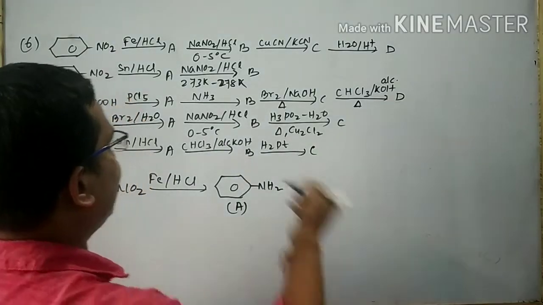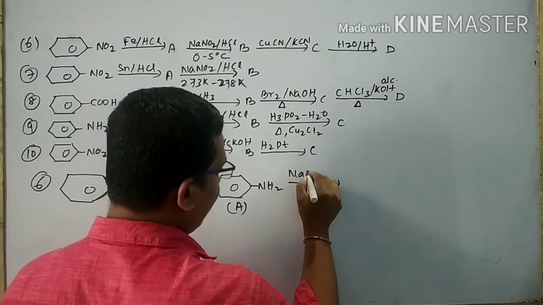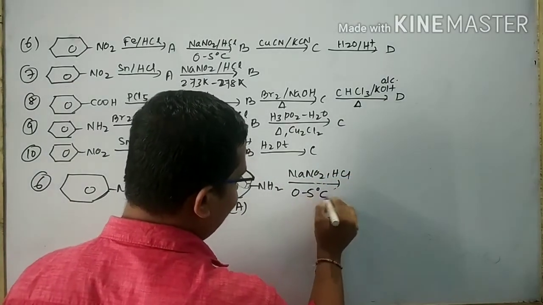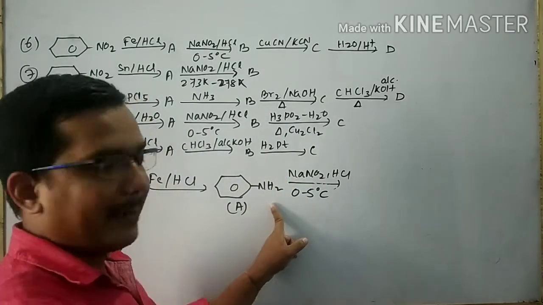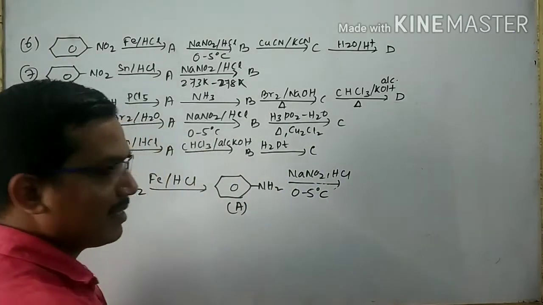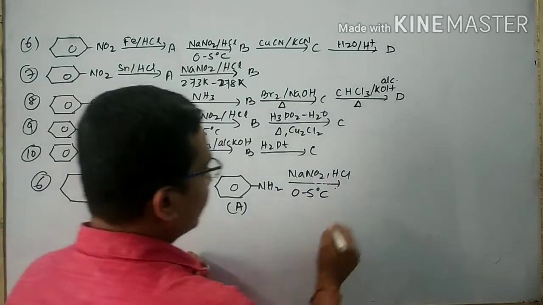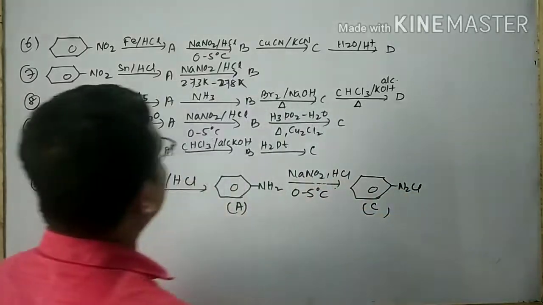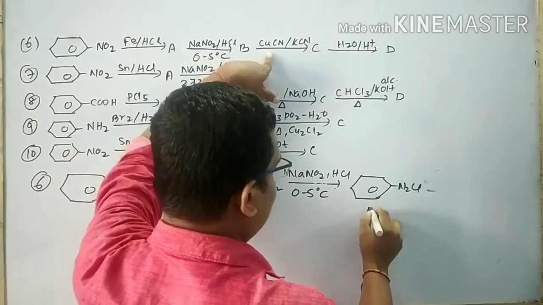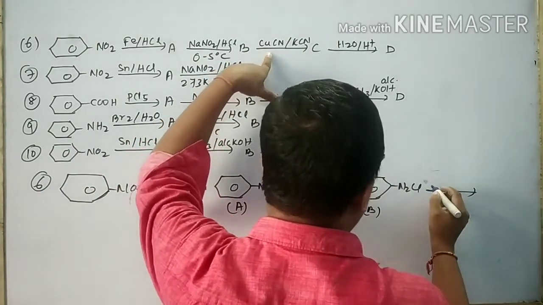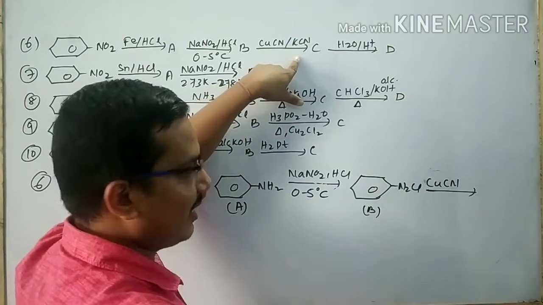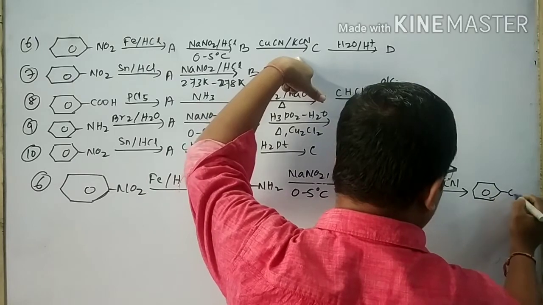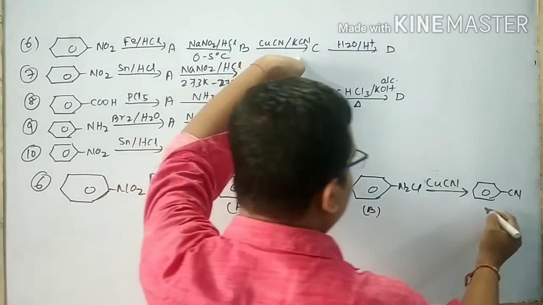Now aniline is treated with NaNO2 in the presence of HCl at temperature 0 to 5 degrees centigrade. This is the method of preparation of BDC. That means benzene diazonium chloride is formed. So we can write the BDC as product B. Now B is treated with CuCN, which is dissolved in KCN. Then cyanobenzene product is formed. This is said to be cyanobenzene, which is considered as the C.